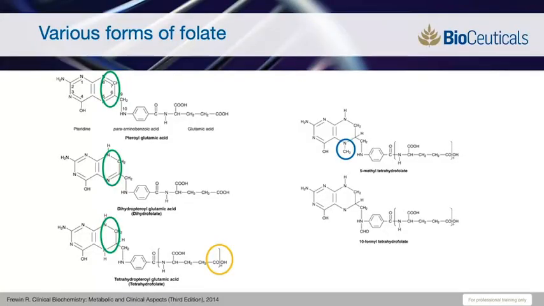Then we have 5-methyl tetrahydrofolate. So this has a methyl group stuck onto it. And here we've got 10-formyl tetrahydrofolate, which actually has a different group added to it. So there are slight changes, but these slight changes affect where these folates enter the pathway, what enzymes they will be metabolized by, and the function of these.